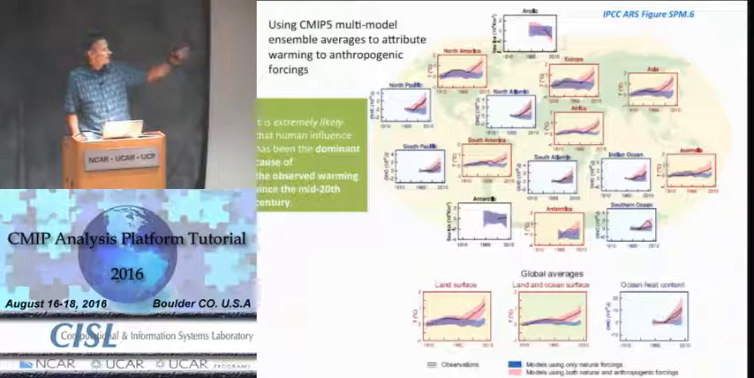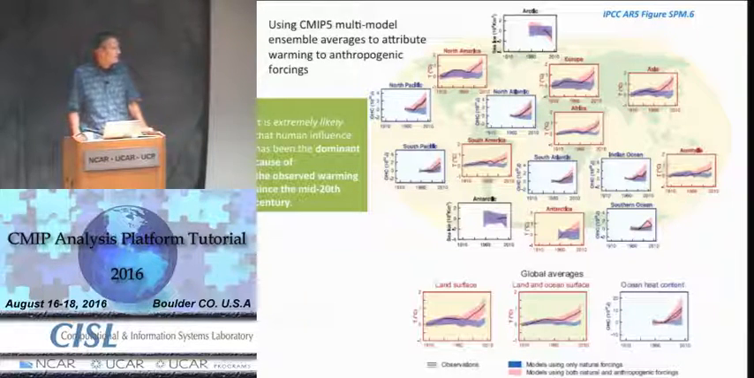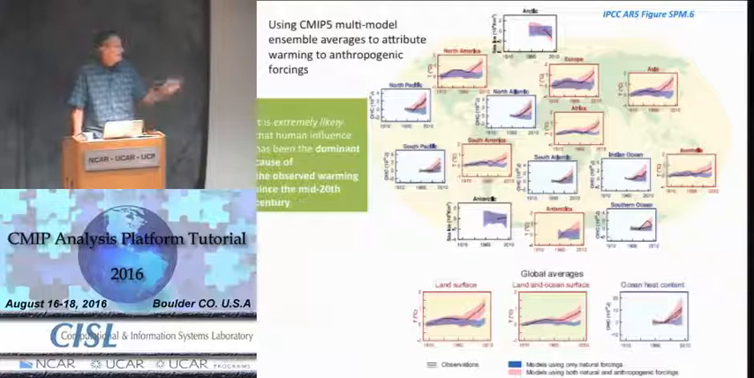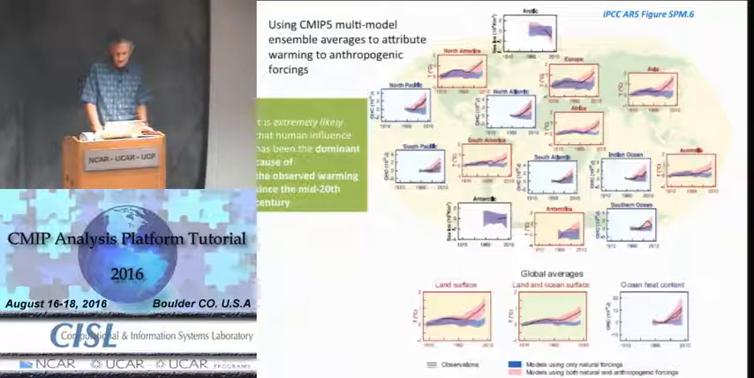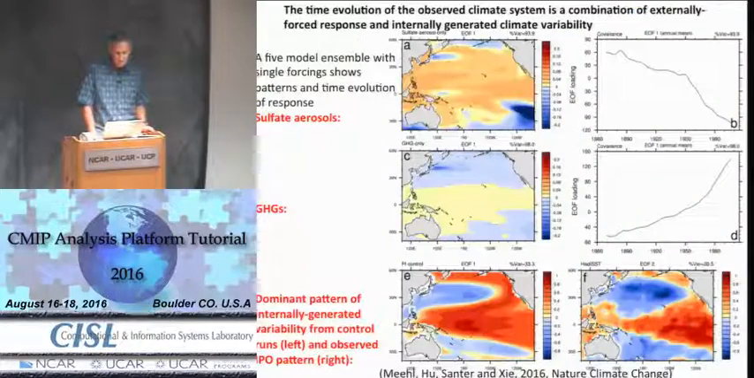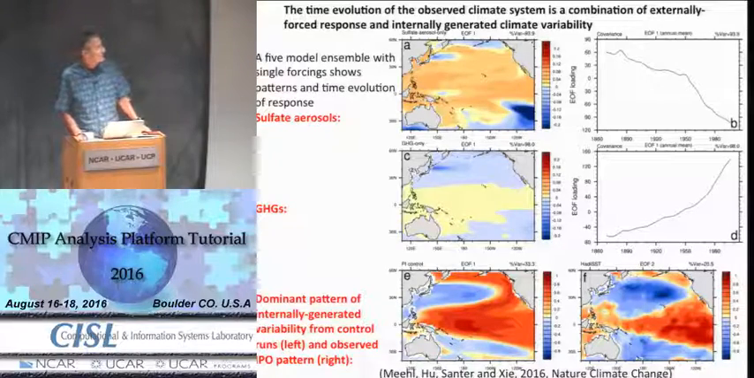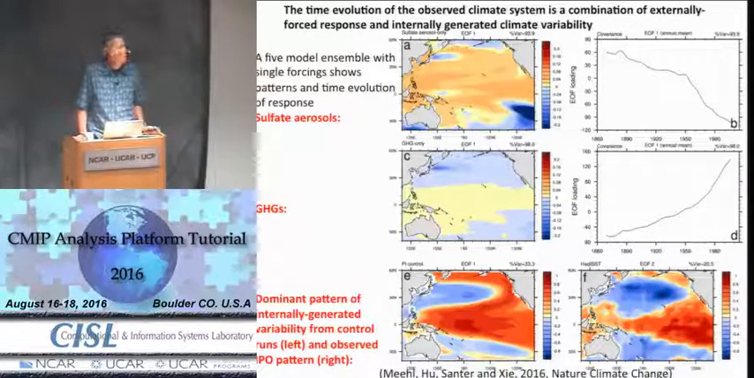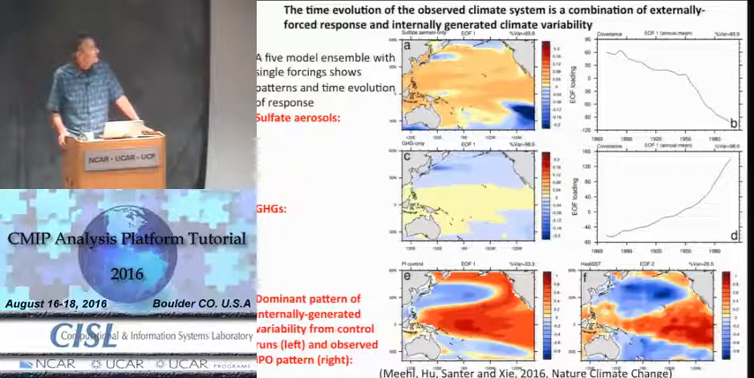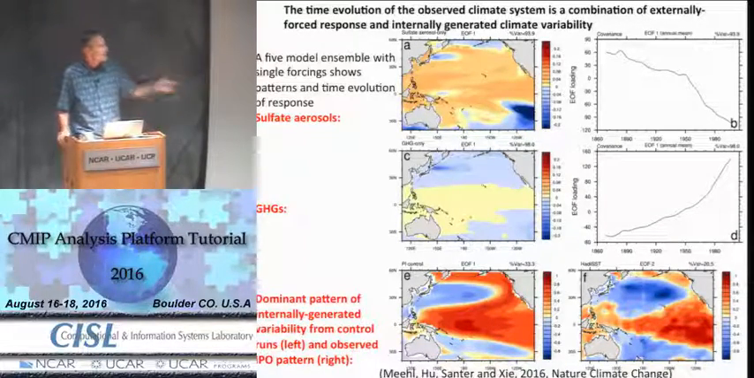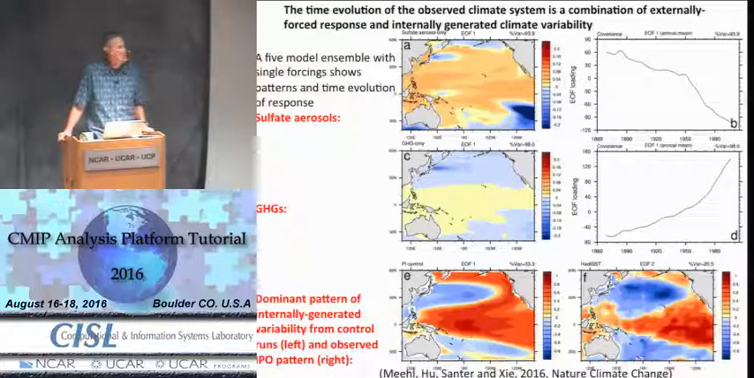In other words, the pink shading generally encompasses the observations, the black line, while the purple shading with just natural forcings doesn't. This is a long-standing result, and again, using various configurations of multi-model ensembles from the CMIP5 data set. Now, these single forcings can be interesting in a number of different applications, both in detection and attribution and trying to understand, in this case, an example from our group, the interaction between the externally forced responses and the internally generated variability.